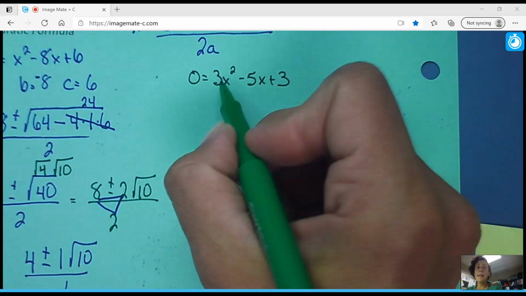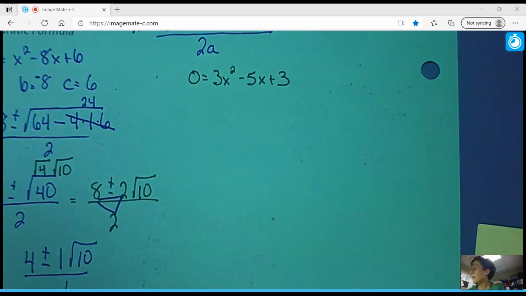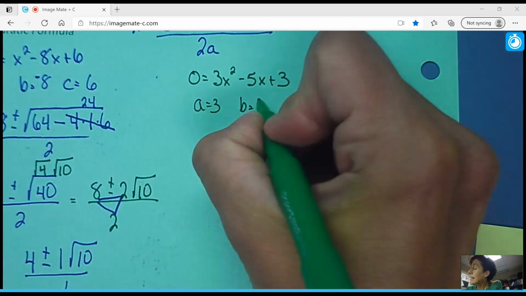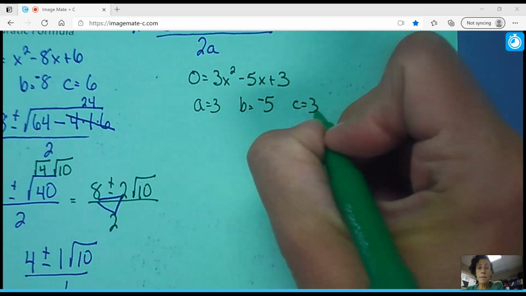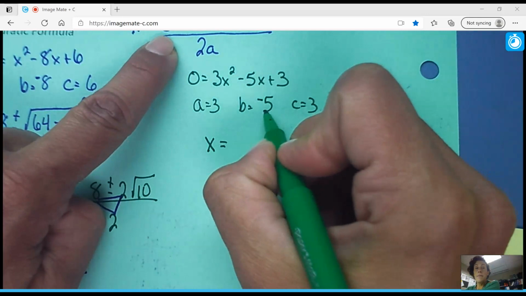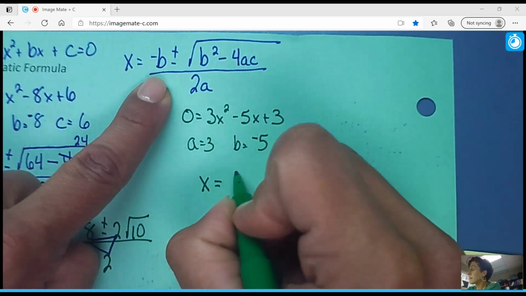And just a reminder, it's got to be in standard form and equals 0. All things we had already checked before. But a is 3, b is -5, and c is 3. So now we're going to do x equals opposite of b.